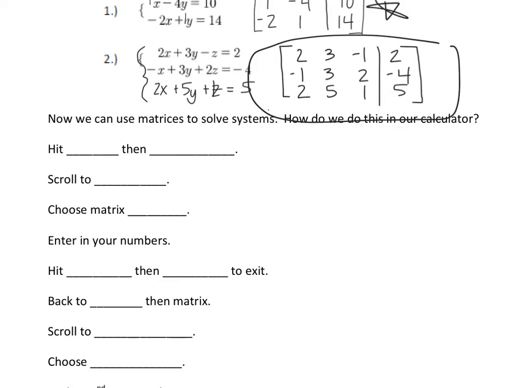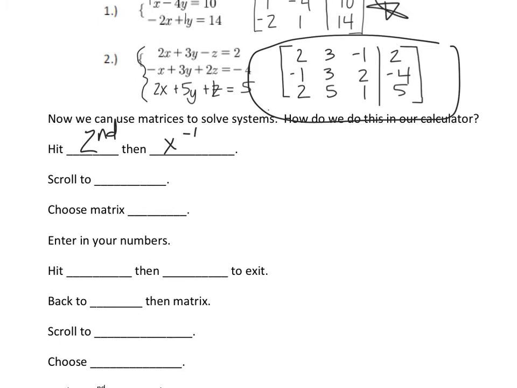So the first thing you're going to do in your calculator to deal with matrices is to go to second, and then you'll see there's the alpha key right below the second key, the math key below that, and then you have this x to the -1 key. And if you look right above the x to the -1 key, it says the word matrix. So hit the second x to the -1 key.